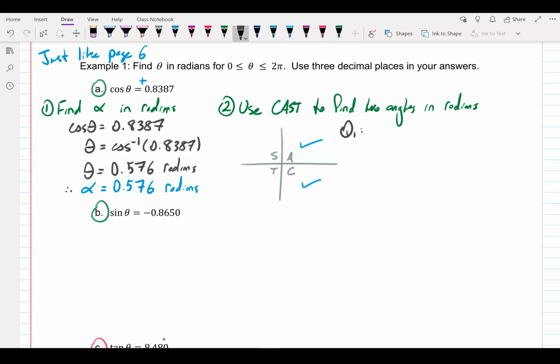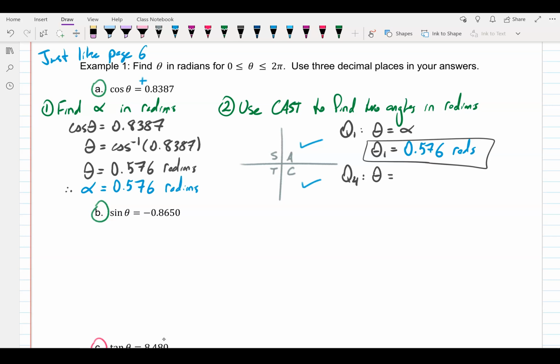In quadrant 1, our angle we're looking for is just equal to the reference angle. So our angle is 0.576 radians. Sorry, I had a little bit of trouble with the pen there. And then we just need to get our angle from the 4th quadrant, because again, cosine's positive also in the 4th quadrant. Our formula in this case is normally 360 minus our reference angle alpha.